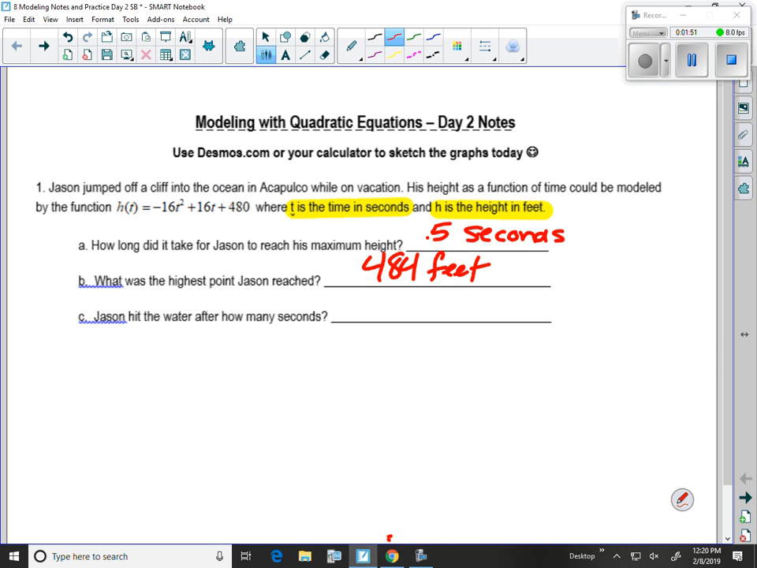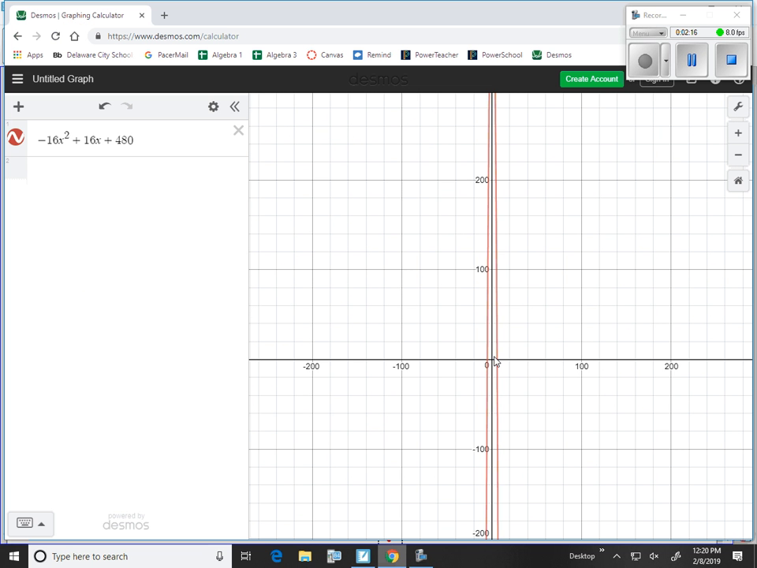Okay, and then Jason hit the water after how many seconds? If we think about a graph, or if I was to jump off of this table and I land, we want to know where he lands. So we need to know, where does our graph cross that x-axis? We go back to our x-axis right here where it hits. Mine's really skinny, but that's okay. It's 6 seconds. It hits after 6 seconds. You tracking with me on that?